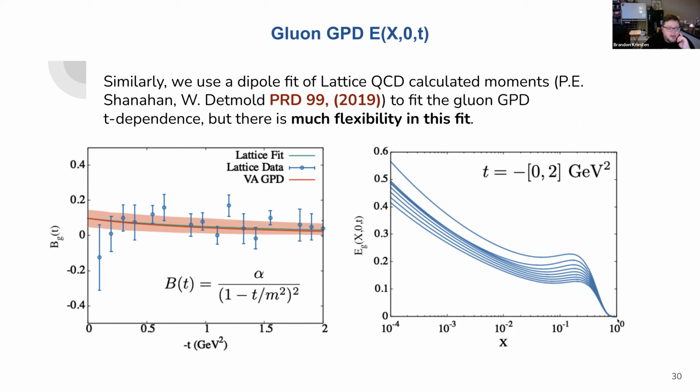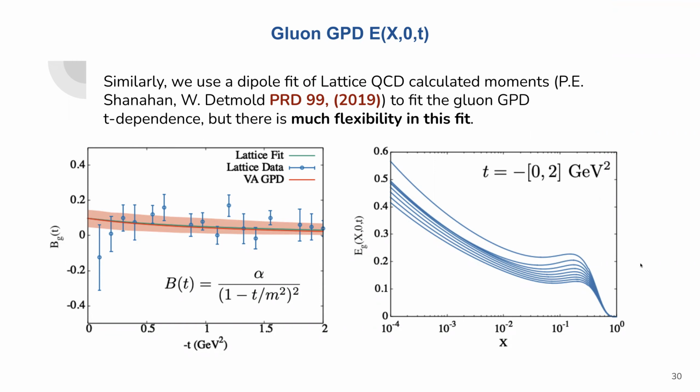Now, the interesting part about this is that these data have massive error bars, for instance, and they're kind of jumping all over the place. So there's a lot of flexibility in this fit, and there's a lot of interesting thought that can go into how the T dependence of this gluon GPD E can be fitted.